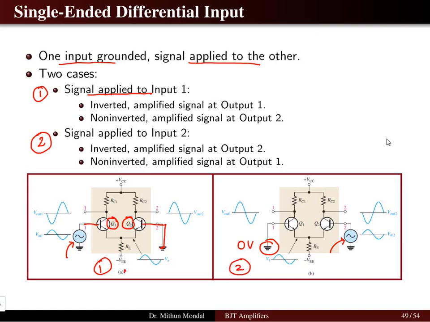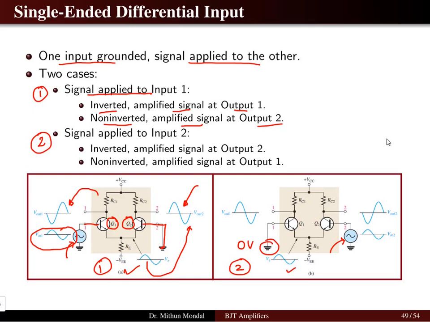In case number 1, you will be getting an inverted amplified signal at output 1. So this is the input we are applying in the base of Q1. The output that we are getting at transistor Q1 is inverted and it is amplified also. Whereas the output 2 that we are getting is a non-inverted amplified signal. So if you see here, this signal is non-inverted and it is amplified.